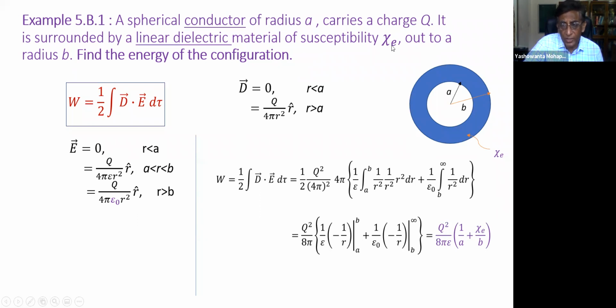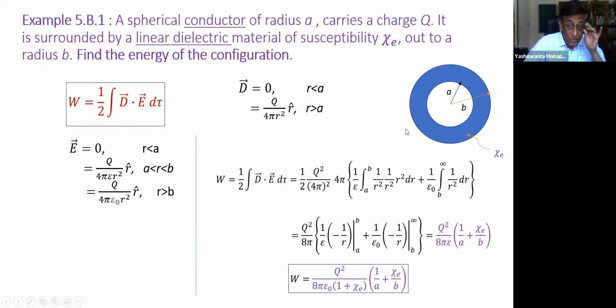But the question is given in terms of susceptibility chi e, and hence I should re-express this in terms of susceptibility chi e, and W is Q square over epsilon naught, times 1 plus chi e, 1 by a plus chi e by b. It's simple. The method is to illustrate that in the presence of a dielectric, I didn't have to know the charge configuration due to bound charge here or the bound charge here to obtain the energy. So this formula facilitates simply knowing D and E; I don't have to worry about bound charge. Of course, it works because it is a linear dielectric.